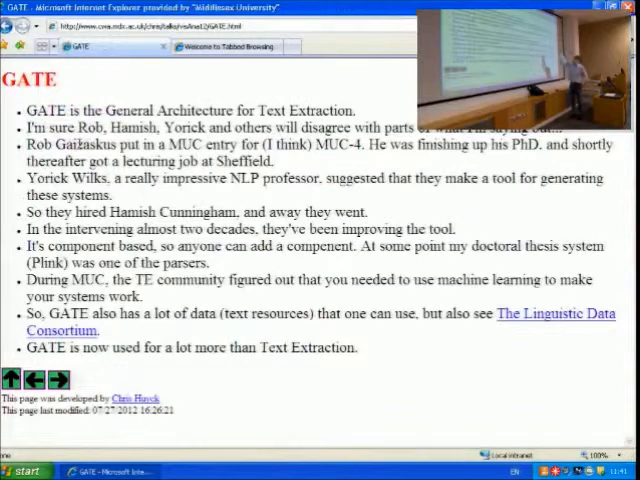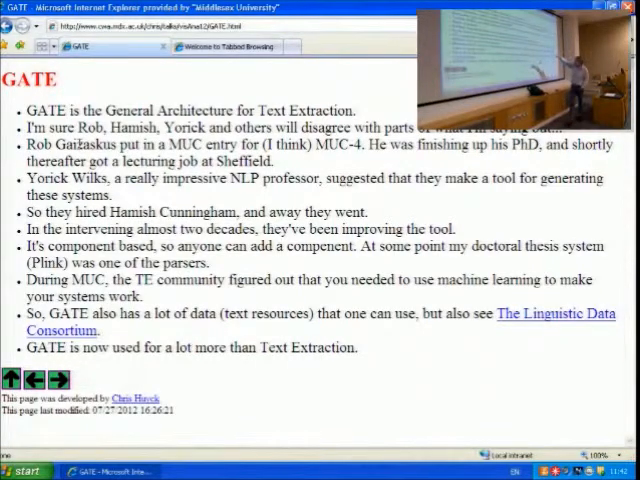Gate's the general architecture for text extraction. I'm sure Rob, Hamish, York, and others will disagree with parts of what I'm saying, but I'm going to say it anyways. Rob Gaizauskas put in a MUC entry, I think it was MUC 4. He was finishing up his PhD. I think he was at Surrey with Gazdar, and he shortly thereafter got a lecturing job at Sheffield.